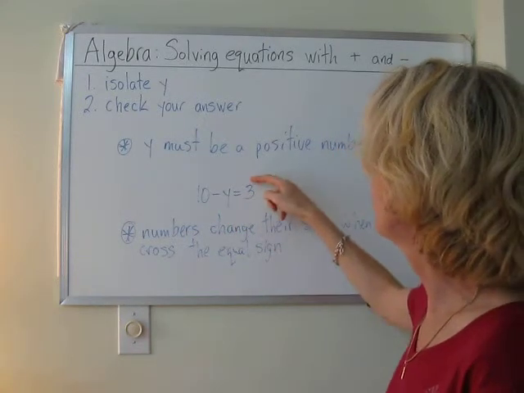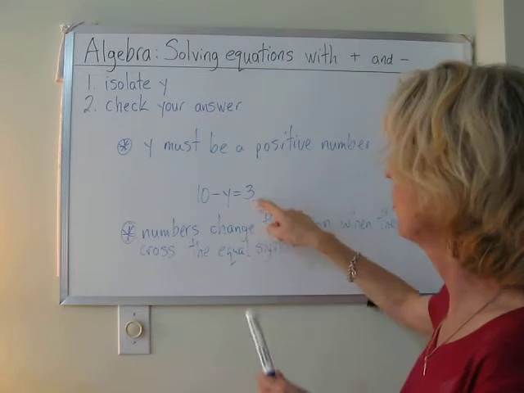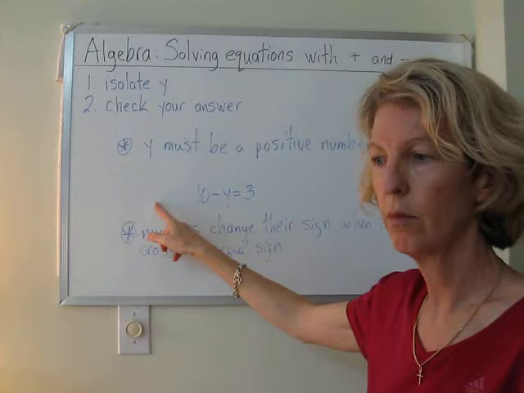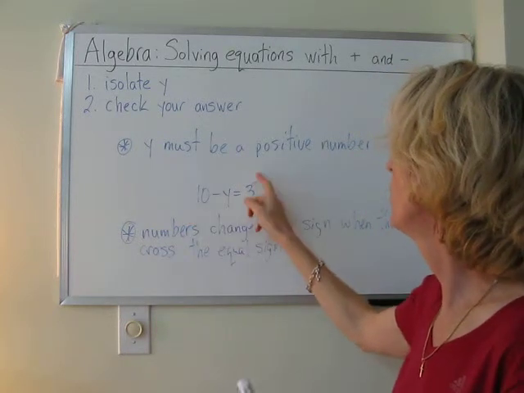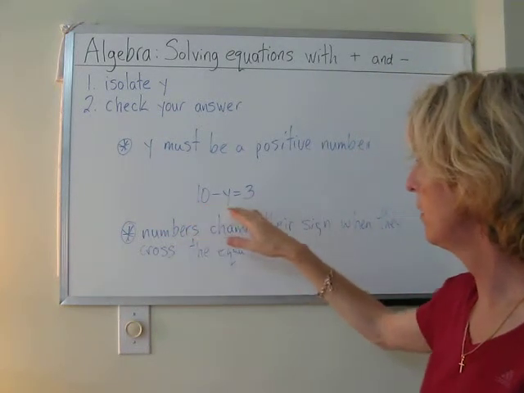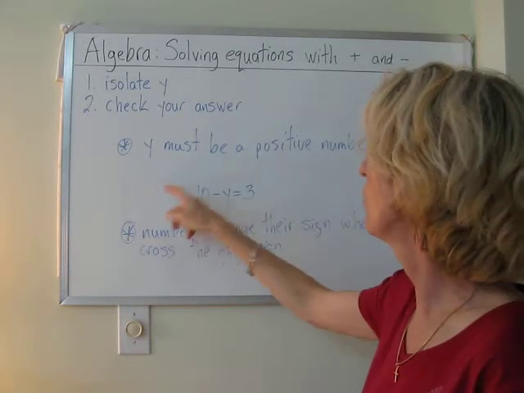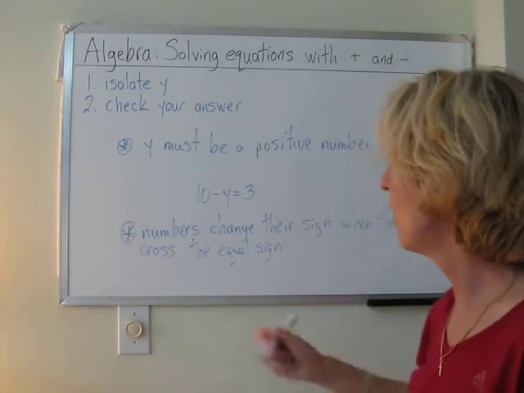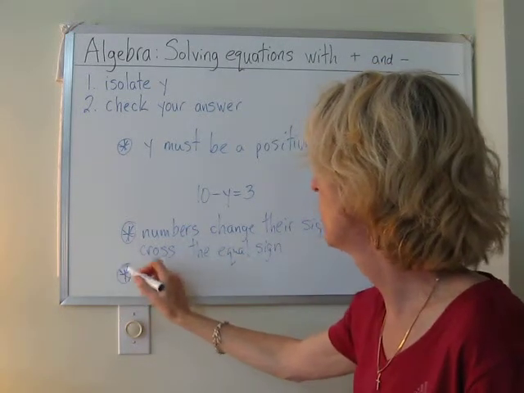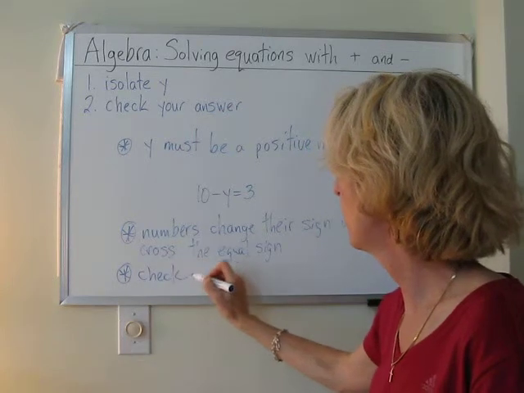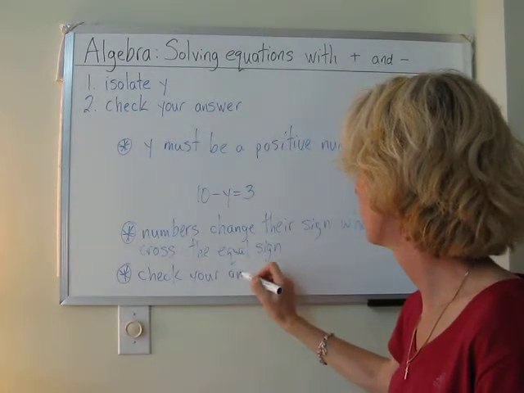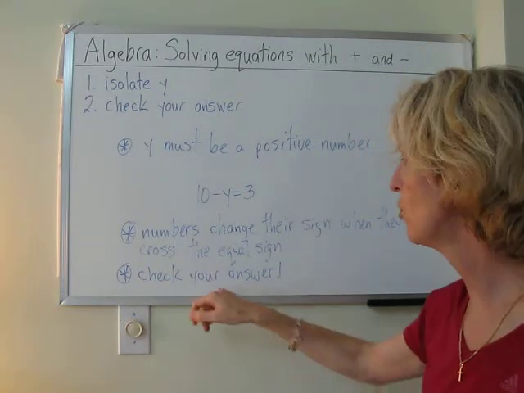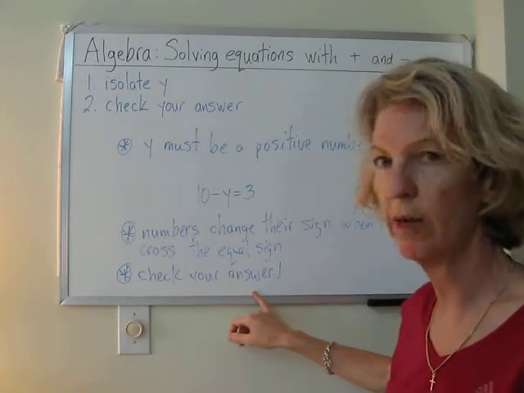What happens to the 3? Right here, 3 is a positive number. It jumps over the equal sign, it becomes a? Negative. Yeah. So if we want to isolate y in this equation, we have 3, it comes over here, and the y comes over here, becomes positive. We can do 2 steps at once, right? And we always need to check your answer. Always. Don't want to lose marks just because of a simple adding or subtracting problem.